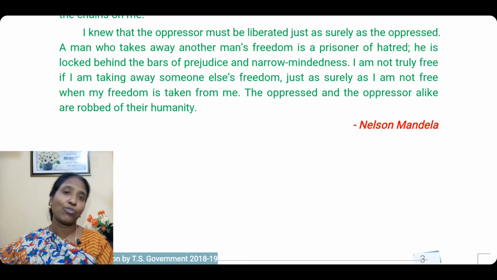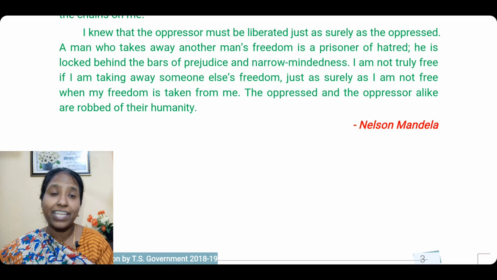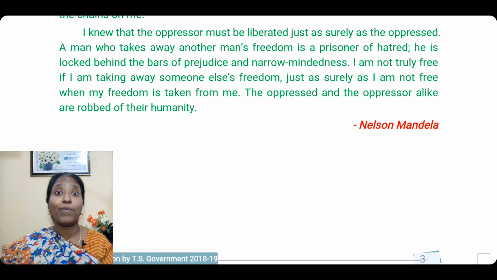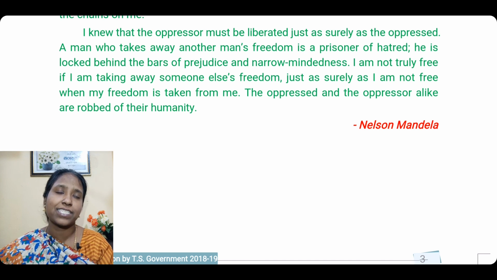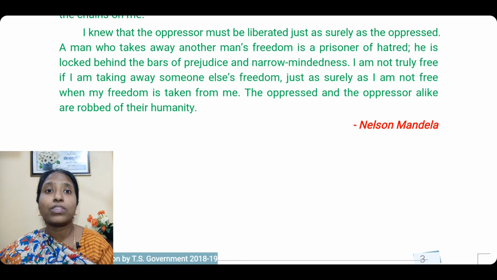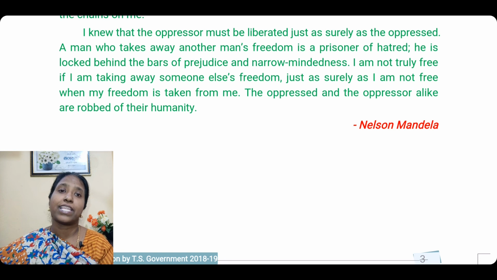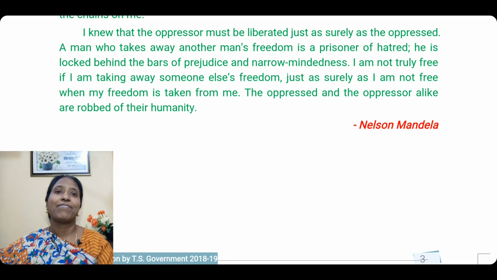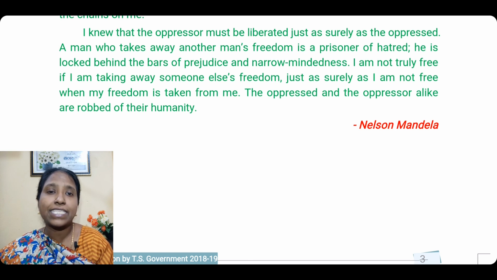It's not just the blacks who have to be liberated, even the whites have to be liberated. And here again he mentions that when the blacks get the freedom, again they should not resort to taking away the freedom of the whites. That is why he says that when blacks are liberated, they should not become the oppressor. So both the oppressor and the oppressed should be liberated, and the oppressed should never think of becoming the oppressor. That is why he mentions this paragraph. And this is an excerpt from the autobiography of Nelson Mandela.